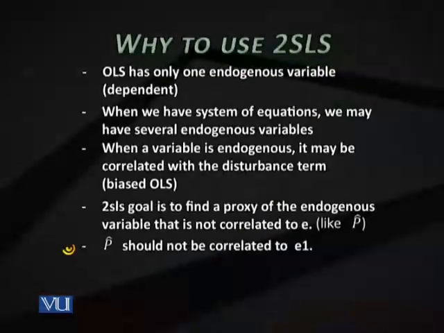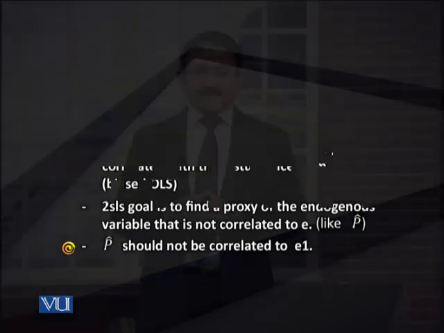So p hat or y hat or whatever you are computing with the help of OLS as a theoretical value should not be correlated to the error terms of the second equation or third equation or whatever system of equations you have. So this is the logic of using two-stage least square. We have used it in an example.